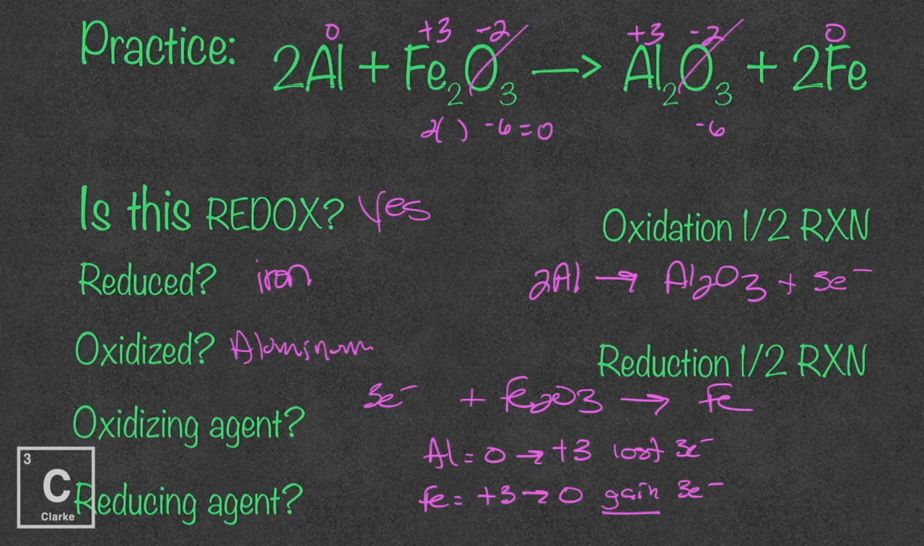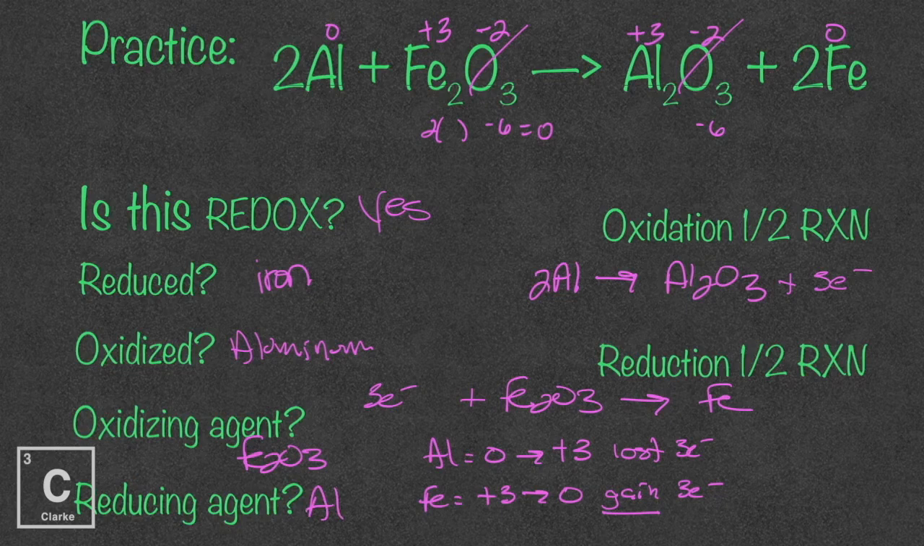So if we're going to look at the oxidizing agent, let's see what's being reduced. Iron was reduced, so let's go and look at its reactant, and that is our oxidizing agent, Fe2O3. If we want to see what our reducing agent is, we see what was oxidized, go to its reactant, and we see that aluminum is the reducing agent.